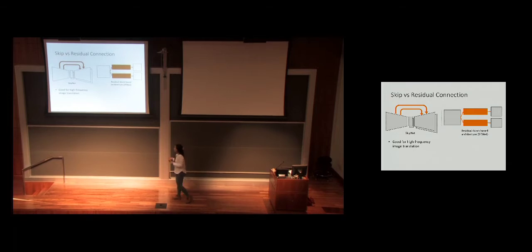The thing that we noticed was that the skipnet is very good for high frequency image translation because it's very good at copying the edges. ResNet can also, but it's more prone to overfitting. But maybe that's just an observation.